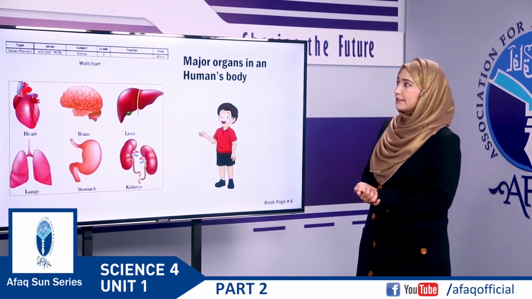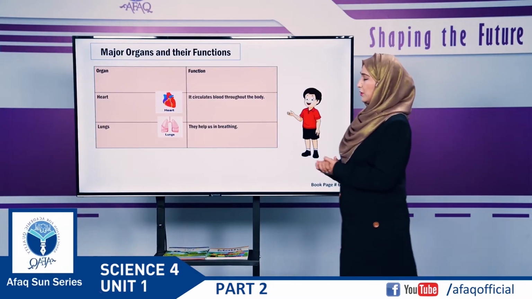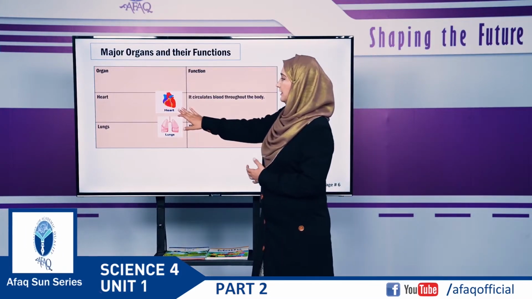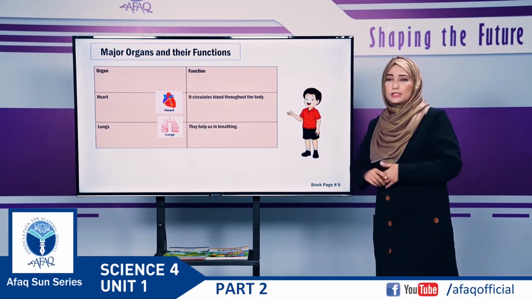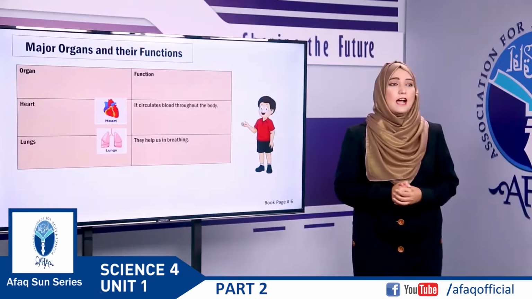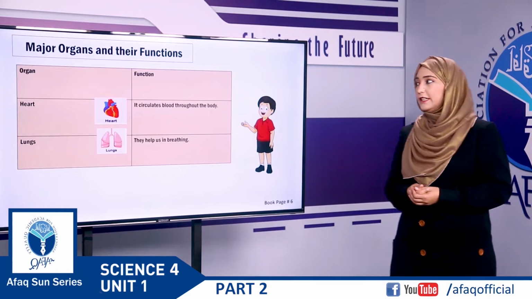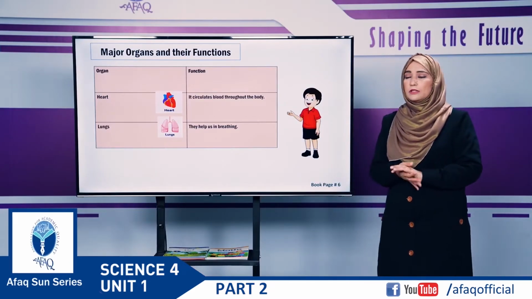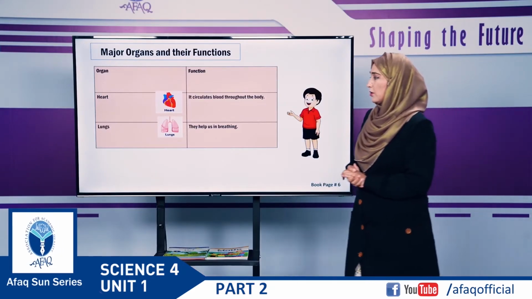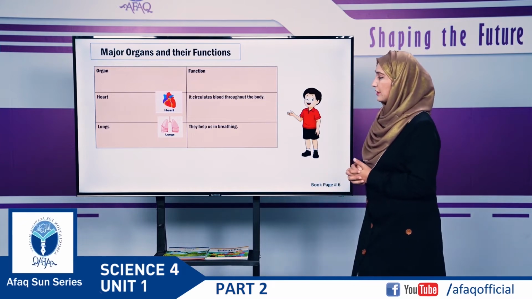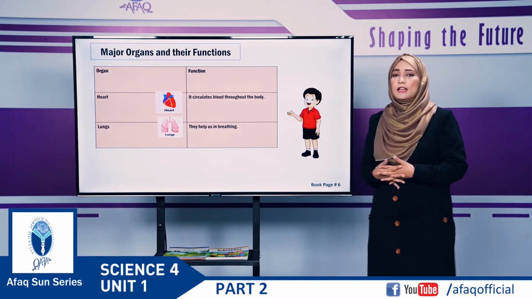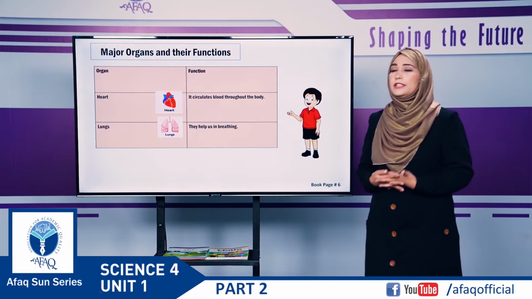Let's start it. Okay, what you can see here is the picture of a heart. What does the heart do? Do you know that? The heart pumps blood to the body. It circulates the blood throughout our body. The next organ is the lungs. What do they do? Lungs help us in breathing.